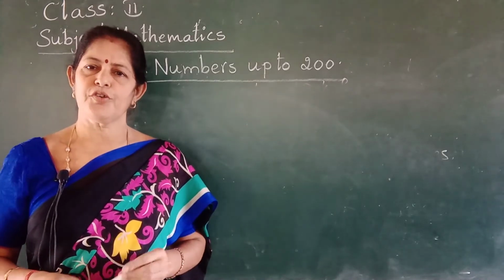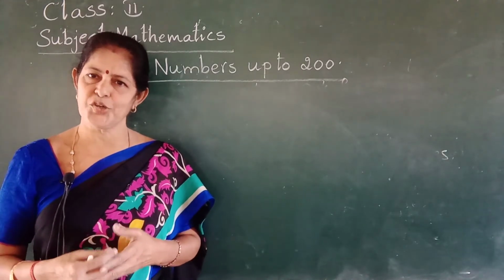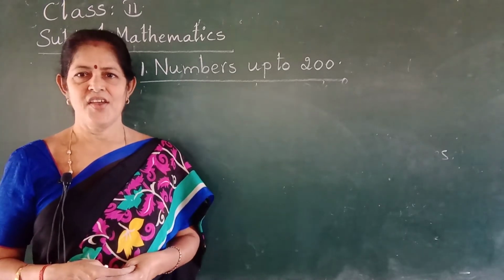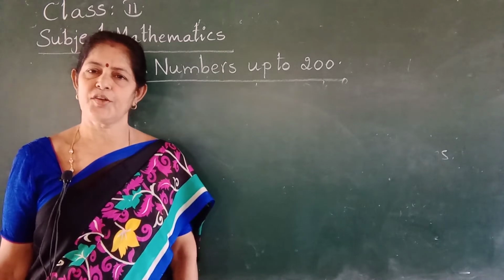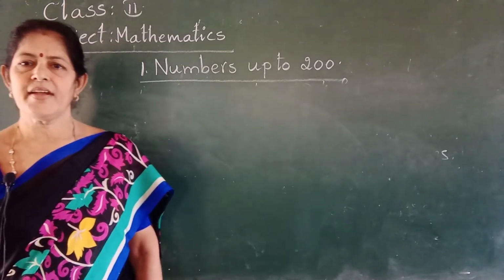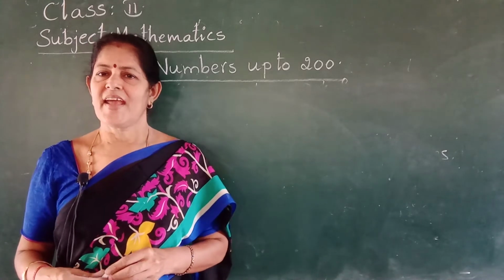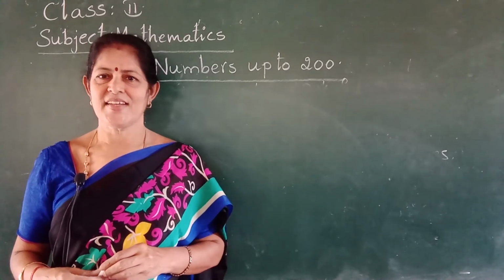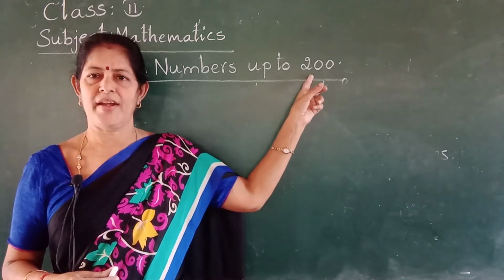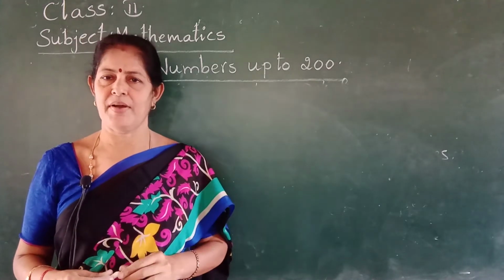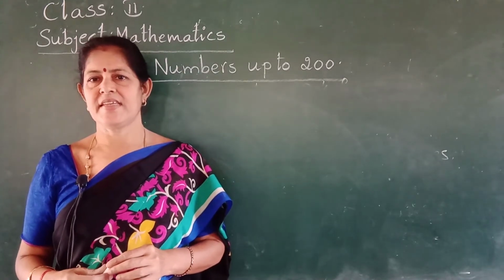Before going to today's class, I am going to revise whatever I taught you in the previous classes. Okay? See, numbers up to 200 means 100 to 200. 1 to 9 are 1 digit numbers. 10 to 99 are 2 digit numbers. 100 up to 200, those are 3 digit numbers. 1 digit numbers, 2 digit numbers, 3 digit numbers.